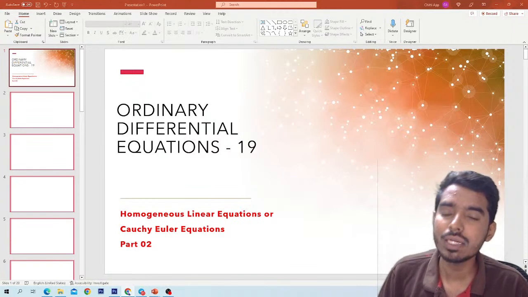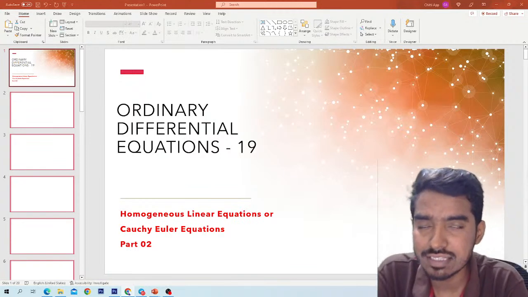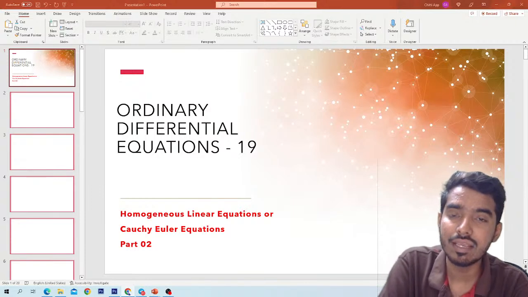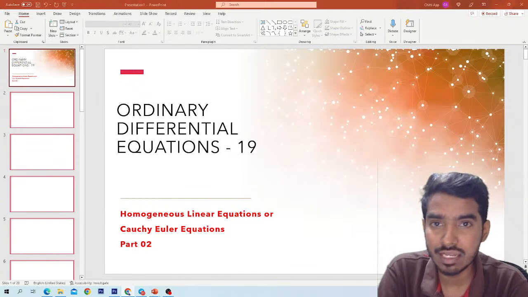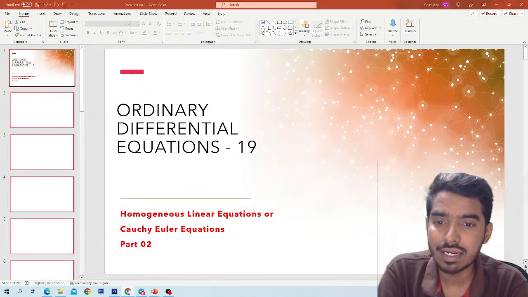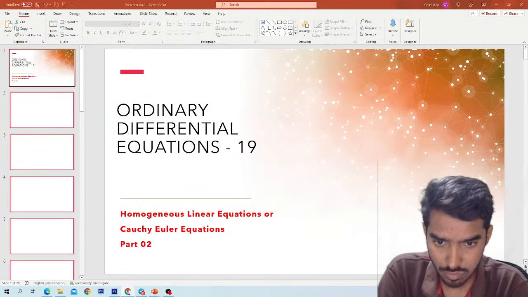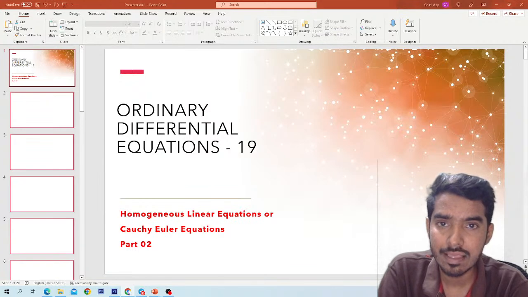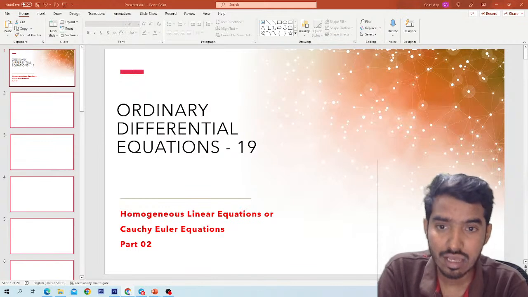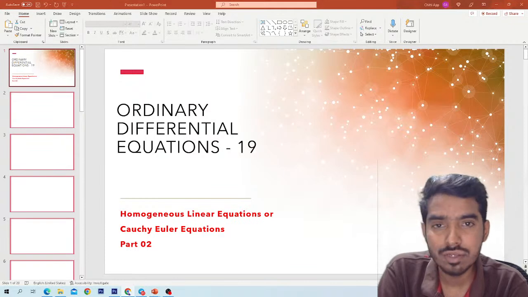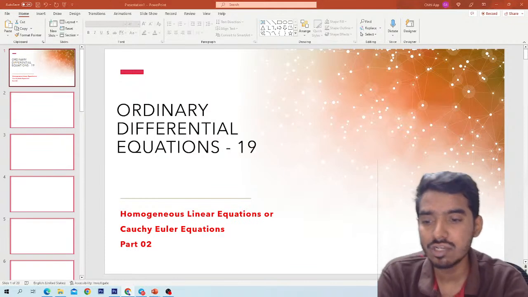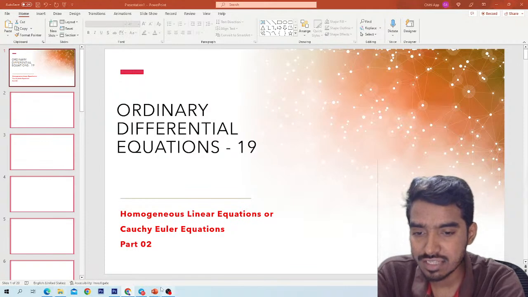So far in ODE, we have completed topics such as solving differential equations of first order and first degree. There are many methods to solve those equations, and we have finished that. After that, we started second and higher order homogeneous linear differential equations. After that, we started Cauchy-Euler equations. In the previous class, I gave an introduction on how to solve a Cauchy-Euler equation. Let's recall what we did in the previous class.